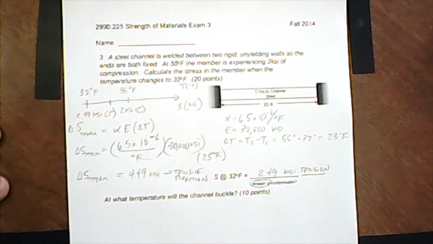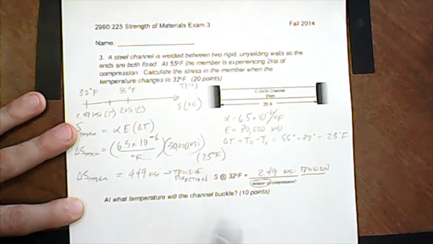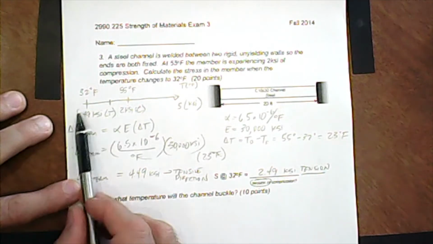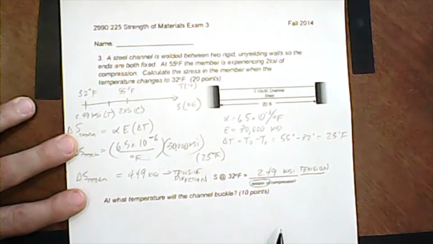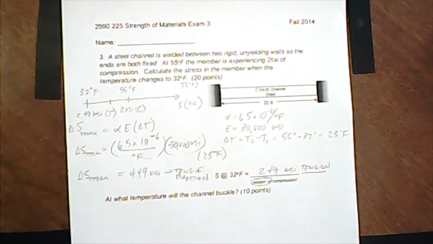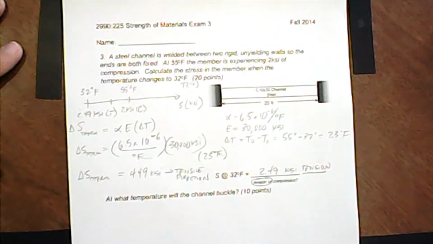Now it's asking, at what temperature will this channel buckle? We already decided that if the temperature goes down, we're moving in a tensile direction. So to buckle, as we talked about in column design, we need to increase the temperature and cause compression, because we're talking about compressive loading. So we need some information about our bar.